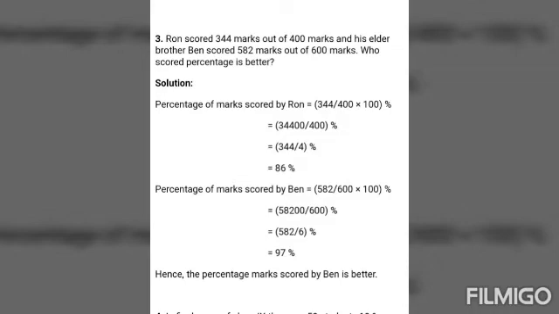The answer is 86%. Similarly, percentage of marks scored by Ben. Ben scored 582. 582 divided by 600 into 100. So the answer is 97%. So the percentage of Ben is better. So we can say Ben performed better.